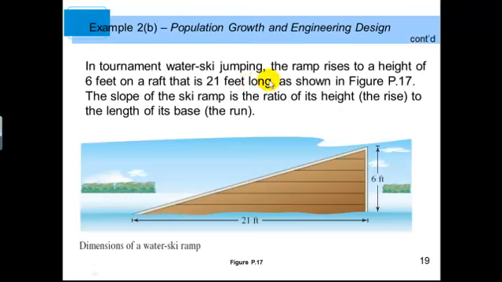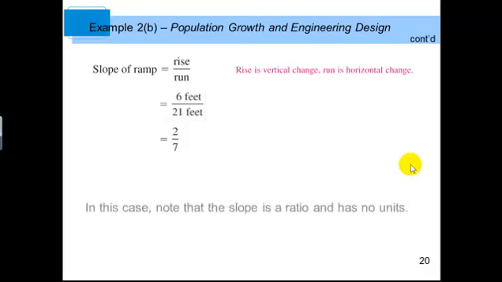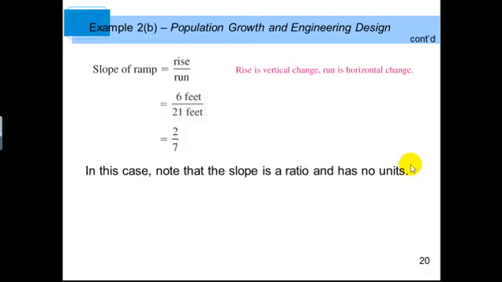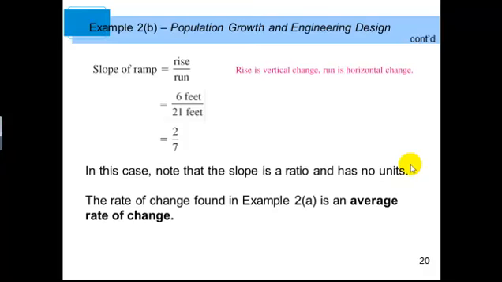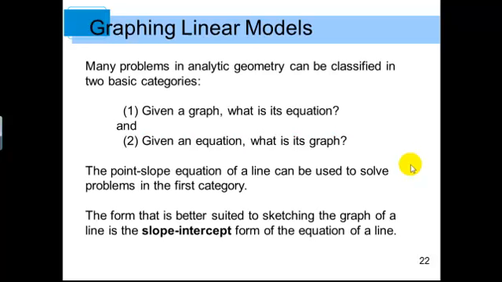Okay, here's another problem where you're talking about water skiing, and you hit this ramp. It goes up 6 feet over 21. Notice those are both feet, so rather than a rate of change, you're going to have a ratio. The ratio of the rise to the run is 6 over 21, or 2/7. It has no units. The feet cancel out. The rate of change in the previous example is an average rate of change. It's always calculated over an interval.